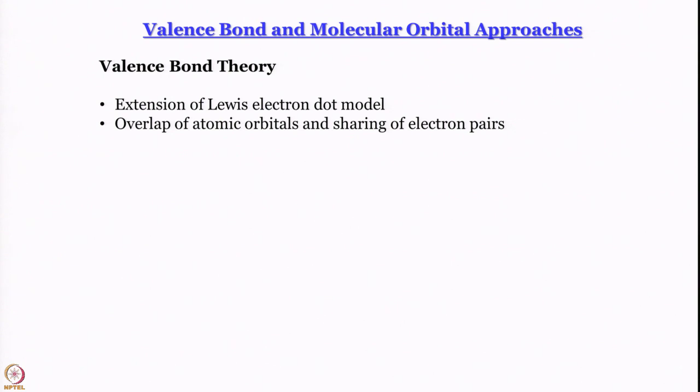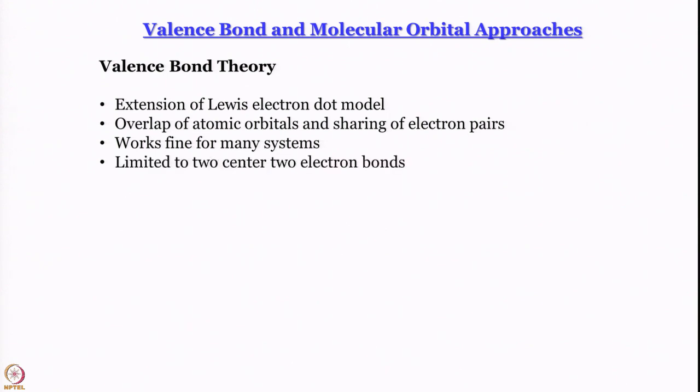So atomic orbitals are retained with modification. We are talking about many electron systems. Well, today we will talk only about H2, but later on we want to talk about many electron systems. So there you have to take care of things like shielding. In fact, as we will see, even for H2 you have to take care of shielding. So atomic orbitals will be modified accordingly. It actually works fine for many systems, and the beauty of it is its simplicity.